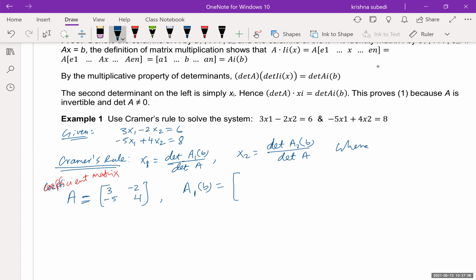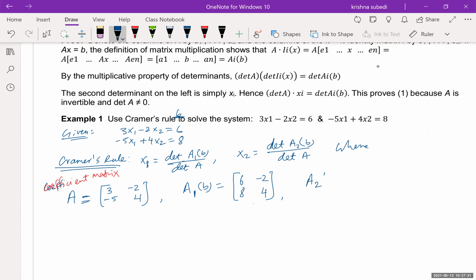So this is your b column here. So replace the first column by the constants, which are 6 and 8. And the second column will be the same, which is -2 and 4. Just write it down, -2 and 4. This is called A sub 1 b. Okay, this is how we denote it. A sub 1 b represents this matrix.